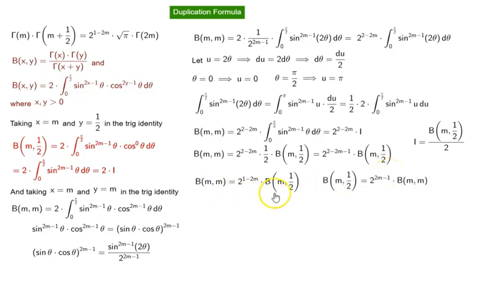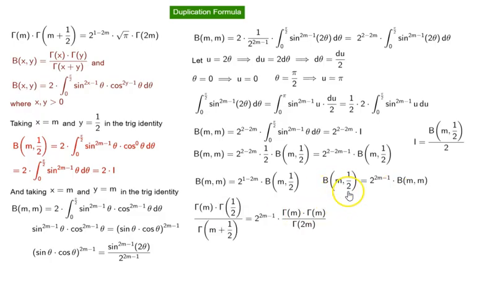Now we shuffle this around. We take 2 to the power of 1 minus 2m to the other side. So we have beta of m comma half is equal to beta of m comma m divided by 2 to the power of 1 minus 2m. When we take it to the numerator, the signs change. So we write it as 2 to the power of 2m minus 1 times beta of m comma m. Remember, we have gammas in the duplication formula. So let's convert both betas into gammas.